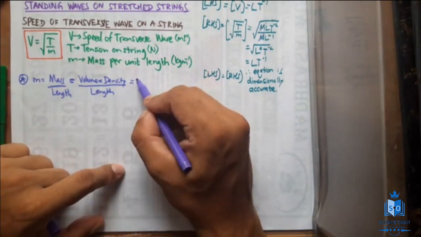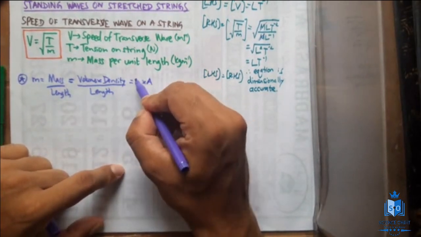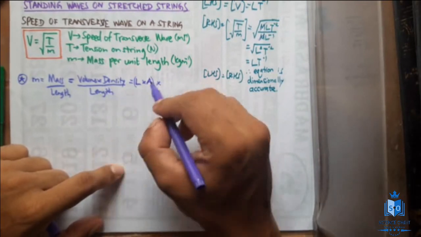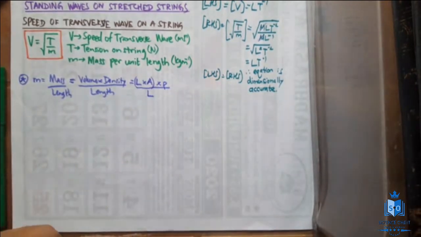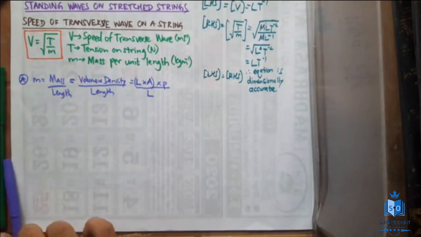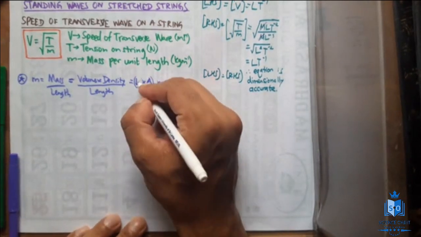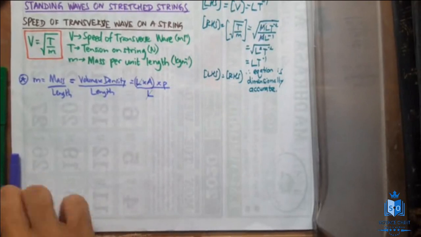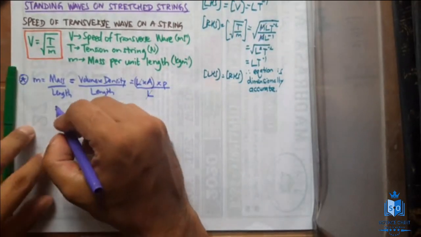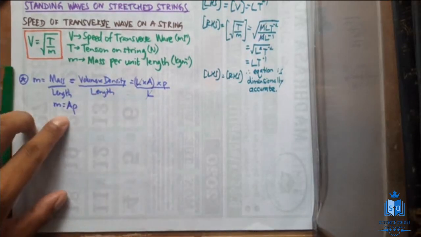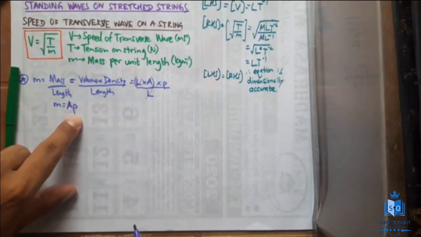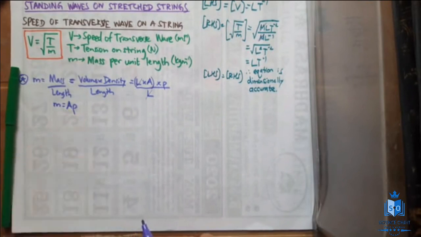So, for volume, I can say length multiplied by area, that is the volume, multiplied by density, we normally say rho, divided by length again, L. Okay, I hope it is accurate, good. Now, the length and length will get cancelled off. Finally, we will end up with an equation like this, simply m is equal to A rho, where A is the cross sectional area, rho is the density, okay, fine.